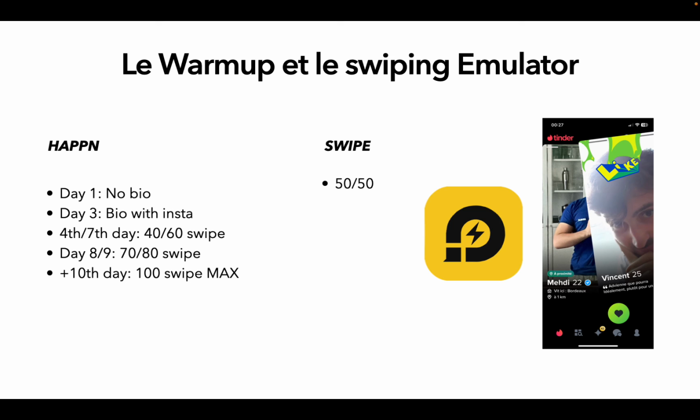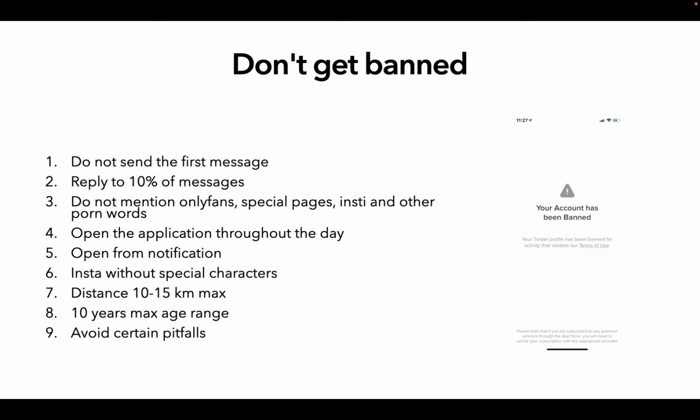So, on Happn, in relation to the warm-up and swipe quota: the first day, no bio. Day 3, bio with Insta. 4th to 7th day, 40 to 60 swipes. Day 8 to 9, 70 to 80 swipes. Day 10, no swipes maximum. Here it's all the same. You roll in one, it can jump. It's not necessarily ultra quality to be on the emulator.